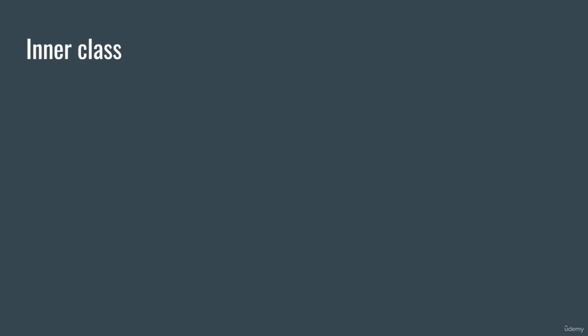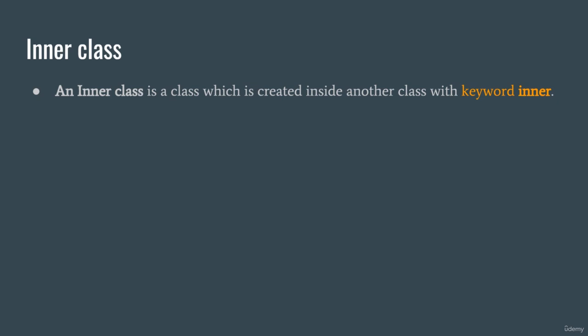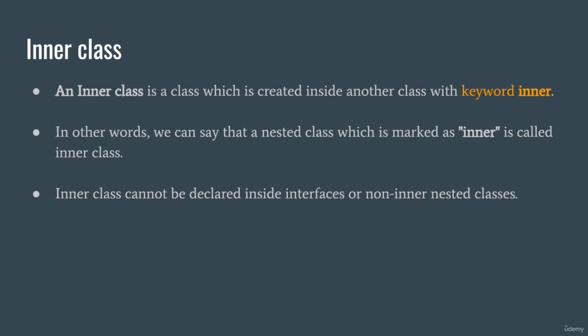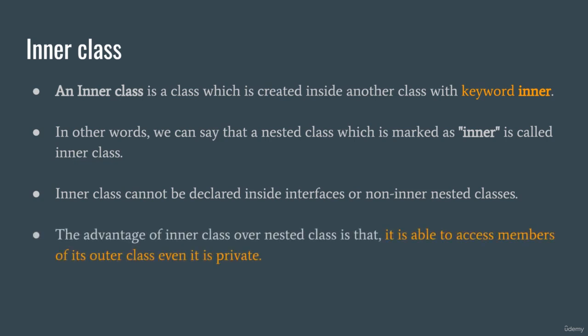So now let's look at the inner class concept. An inner class is a class which is created inside another class with the keyword inner. In other words, we can say that a nested class which is marked as inner is called an inner class. So it's still a nested class, but it has this additional keyword, right? But the difference now is an inner class cannot be declared inside interfaces or non-inner nested classes. And the advantage of inner classes is that they are able to access members of its outer class even though they are private. So this is the huge difference, right? So the inner class keeps a reference to an object of its outer class.